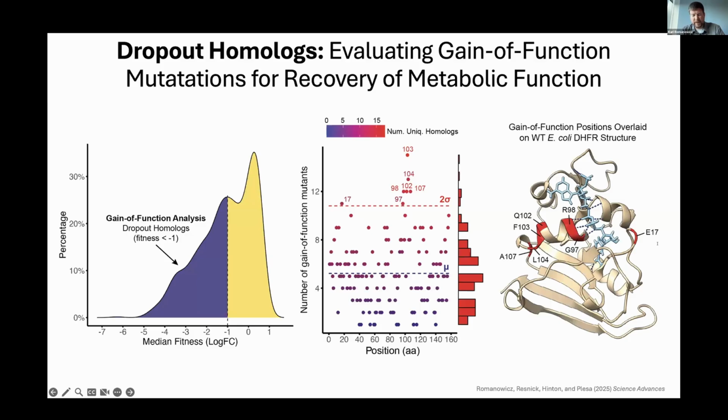And so again, from these 7 different gain-of-function sites, 6 of which occurred on this alpha helix, and it directly interacts with the NADPH molecule. So that helps to stabilize its position within the binding pocket. And so mutations at these sites, of course, had the largest impact on restoring catalytic function, highlighting their central role in fitness recovery.